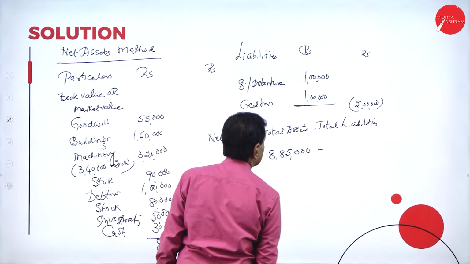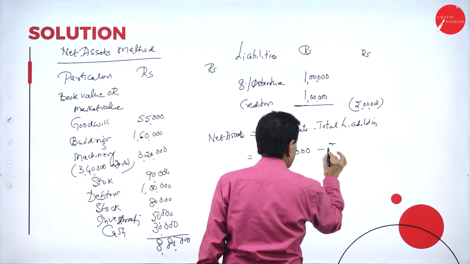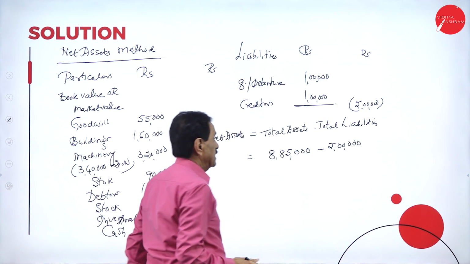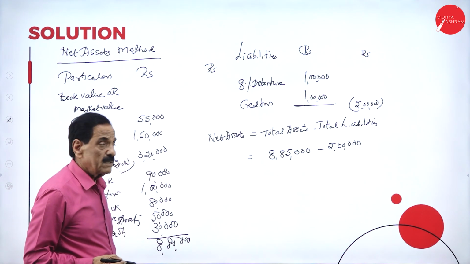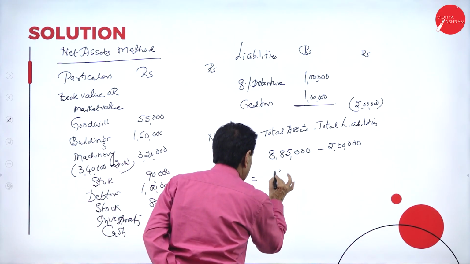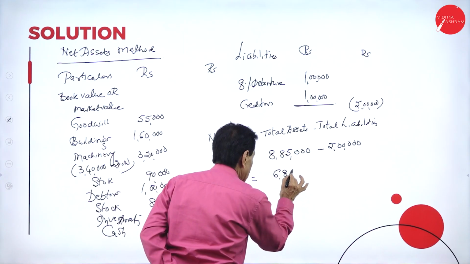₹8,85,000 minus 2 lakh, your net asset becomes 6,85,000.